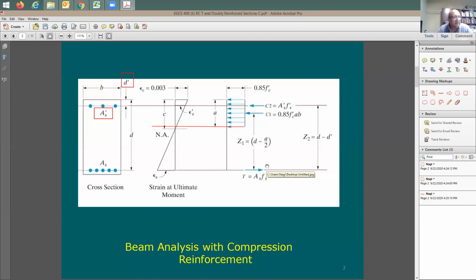Now let's look at the forces. The strain in the steel, if this is going to be epsilon S, the tension in the steel is going to be equal to the total cross-section area of the steel multiplied by F sub S. What is F sub S? F sub S is going to be equal to the stress in the steel based on this epsilon S. If this epsilon S is equal to epsilon Y, yield point or more, this F sub S is going to be equal to how much? It's going to be F sub Y.